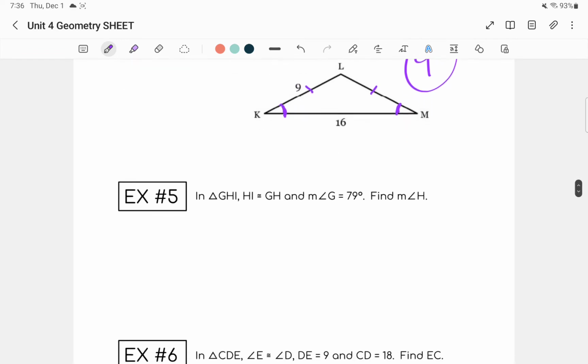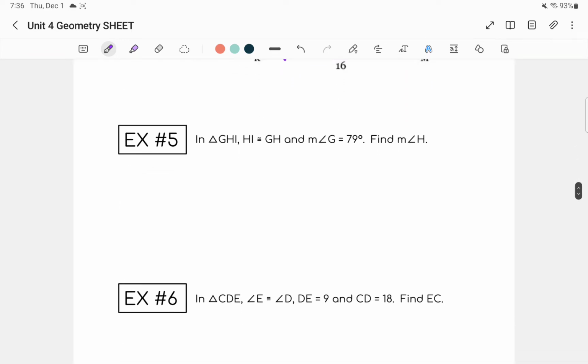But what if I don't have a picture, right? With example 5 and 6, I'm going to have to draw my own triangle. So let's just go ahead and draw GHI. Then we can go ahead and label it GHI. And then we can start labeling with the information they're giving us. So they're telling us HI is congruent to GH, okay?